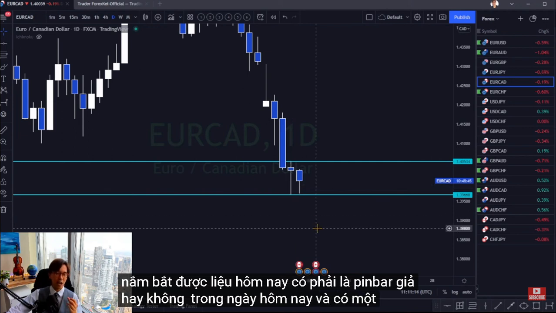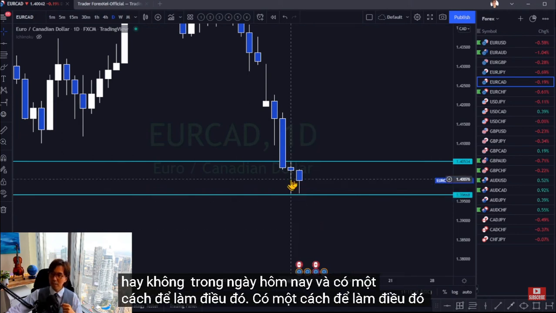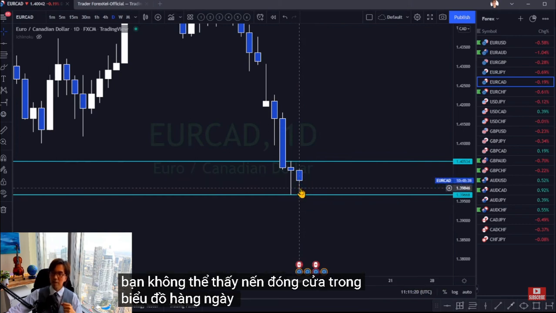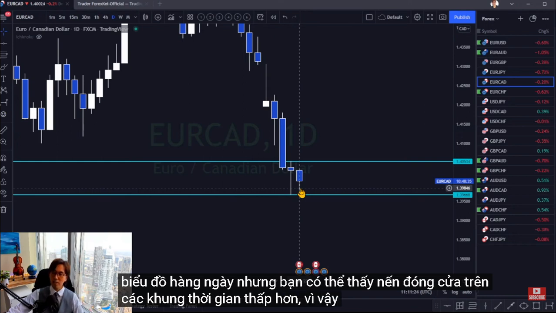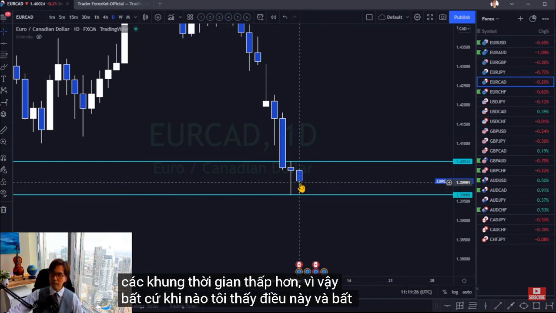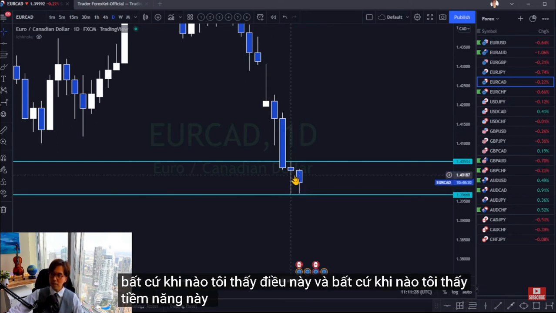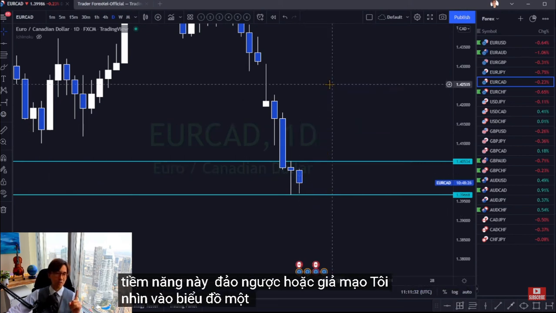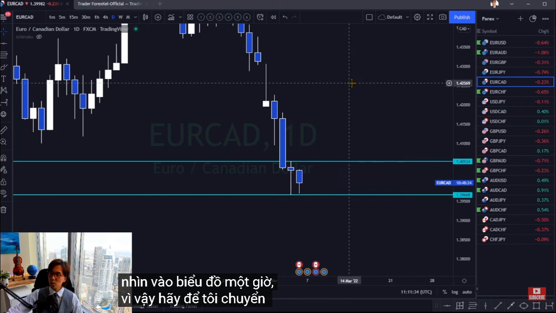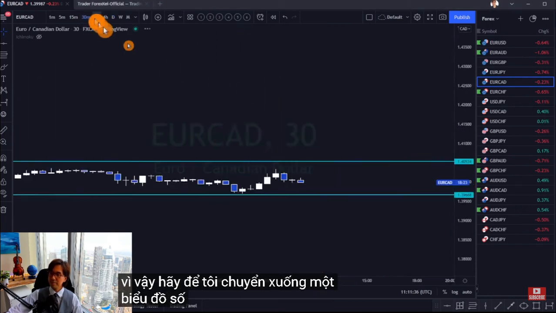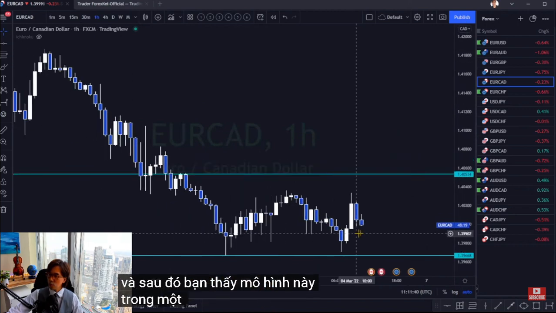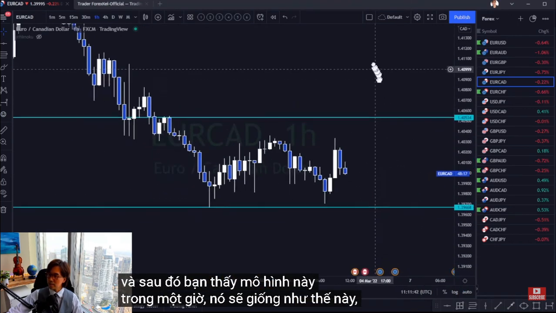And there is a way to do it. There's a way to do it. So you can't see the candle close in the daily chart, but you can see candle closes on the lower time frames. So whenever I see this potential reversal or fake out, I look at the 1 hour chart. So let me switch down to the 1 hour chart. And then you see this pattern. In 1 hour, it looks like this.